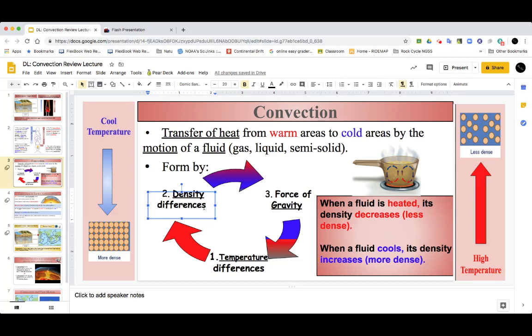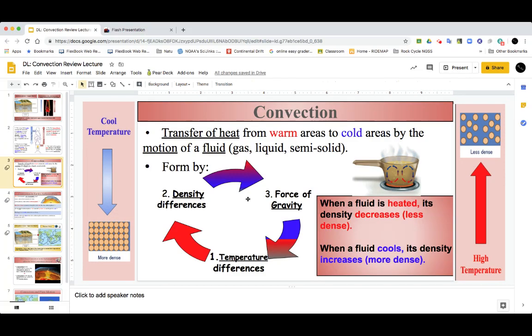That sinking process is also affected by the force of gravity, because the force of gravity is always at play on planet Earth, helping to push everything down toward the center. So the three causes of convection would be temperature differences, density differences in the fluid, and the force of gravity. Please remember, when a fluid is heated, its density decreases or becomes less dense. When a fluid cools, its density increases or becomes more dense.